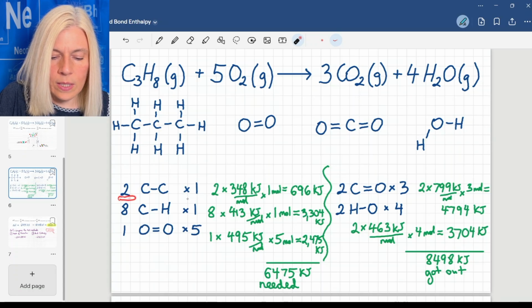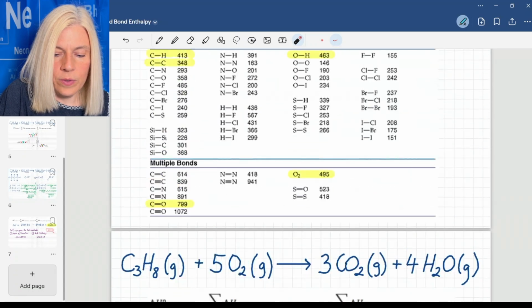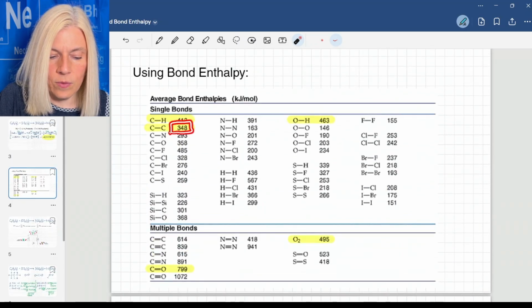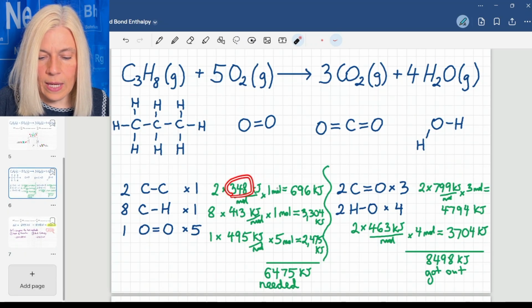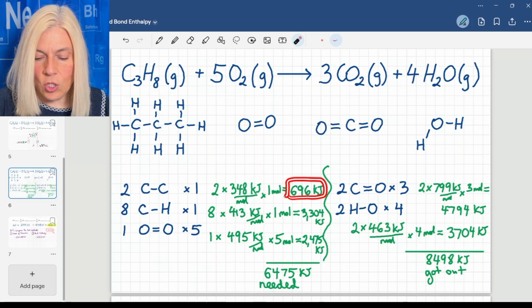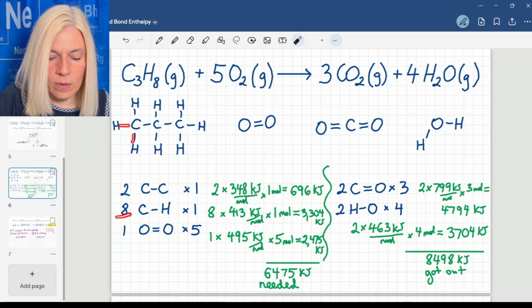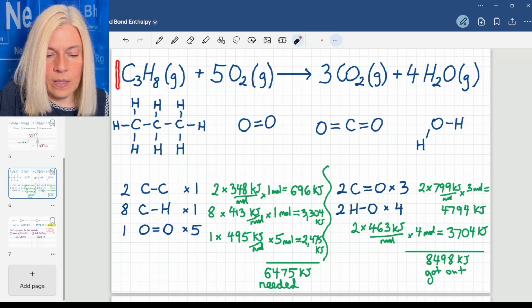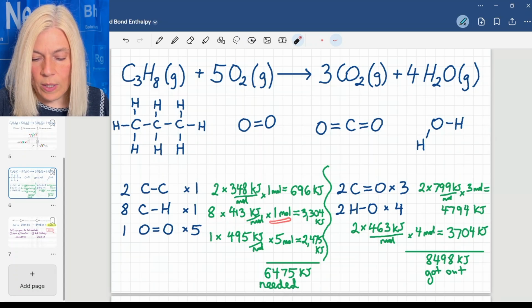So how many bonds? How many moles? So I wrote here 2 bonds, and I looked back at the table. So we just kind of looked back at the table right here, 348. So 2 bonds, each one is 348, and I have 1 mole. So just to break 2 of these, 1 mole of my molecule, this will be this much energy. I have 8 carbon-hydrogen bonds, and I have again 1 mole. So I did 8 times 413 times 1 mole. This is just to break C-H bonds.